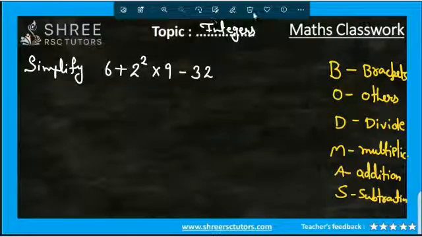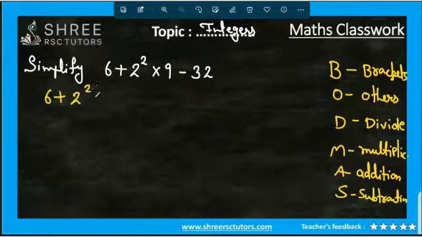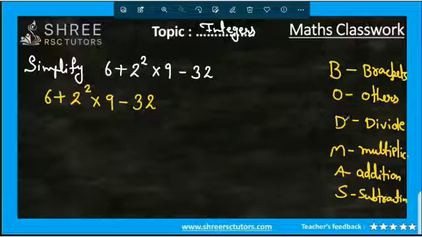We need to write our question again, that is 6 plus 2 squared, multiplied by 9, minus 32. Now, according to the BODMAS rule, first, if we have any brackets in the question, then we have to simplify them first. But in this question, we can see we don't have any brackets. Now, the next is others.